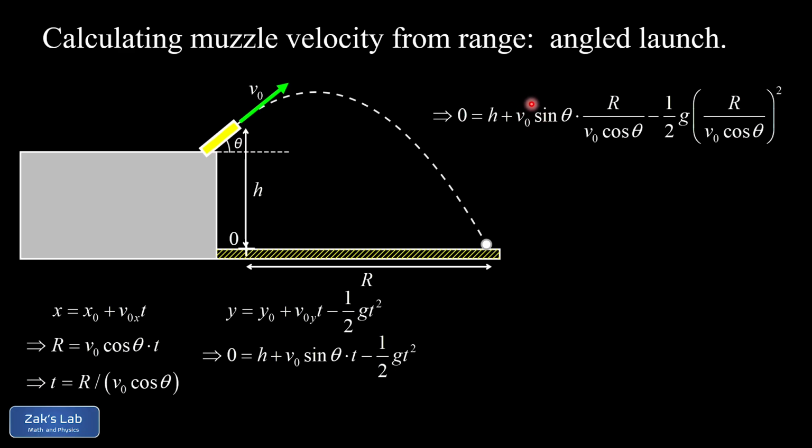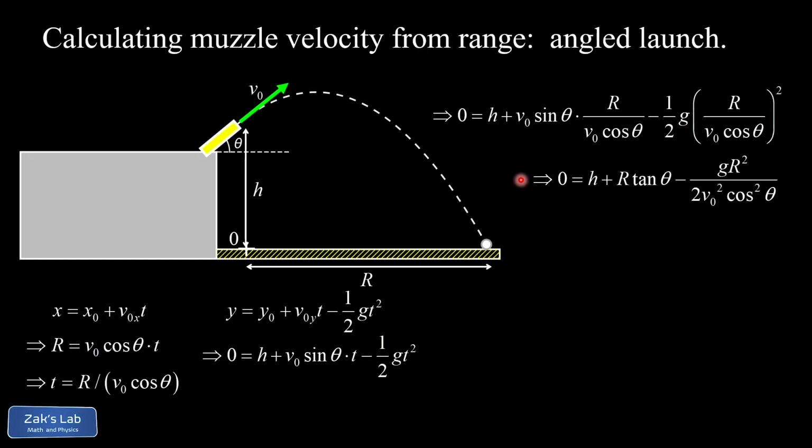I can see that the v naughts are going to cancel out of that second term. And I have a sine theta over cosine theta, which I could rewrite as a tangent. At the same time, I'm going to clean up this last term by squaring the top and bottom of that fraction, and then gathering all the terms into a single fraction. All right, so now we've re-expressed it this way. We have 0 equals h plus r tangent theta minus g r squared over 2 v naught squared cosine squared theta.